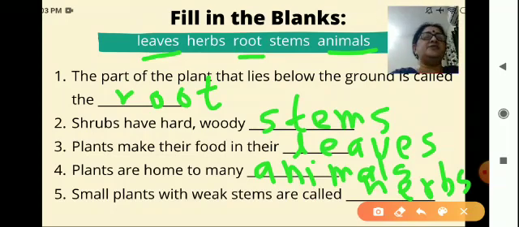So, the answers once again. The part of the plant that lies below the ground is called the root. Shrubs have hard woody stems. Plants make their food in their leaves. Plants are home to many animals. Small plants with weak stems are called herbs. Okay, children.